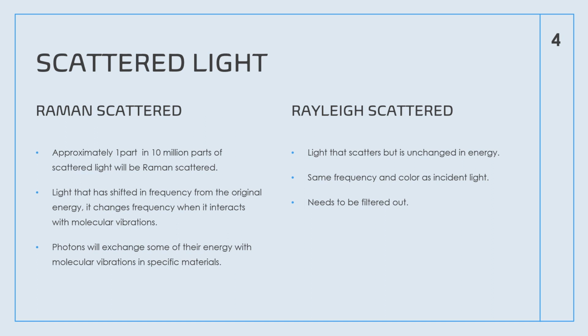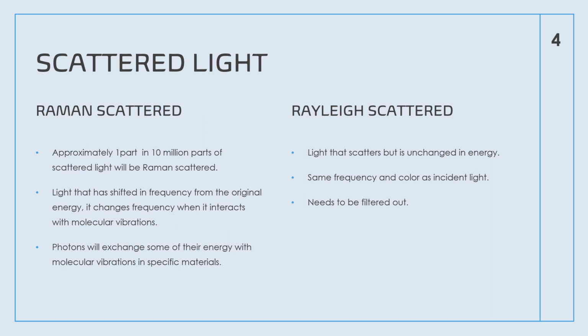The two types of scattered light relevant to Raman spectroscopy are Raman scattered and Rayleigh scattered light. The majority of scattered light will be Rayleigh scattered. This is light that is unchanged in energy from the original light source. This light has the same frequency and color as the incident light. When conducting Raman spectroscopy, this light needs to be filtered out.